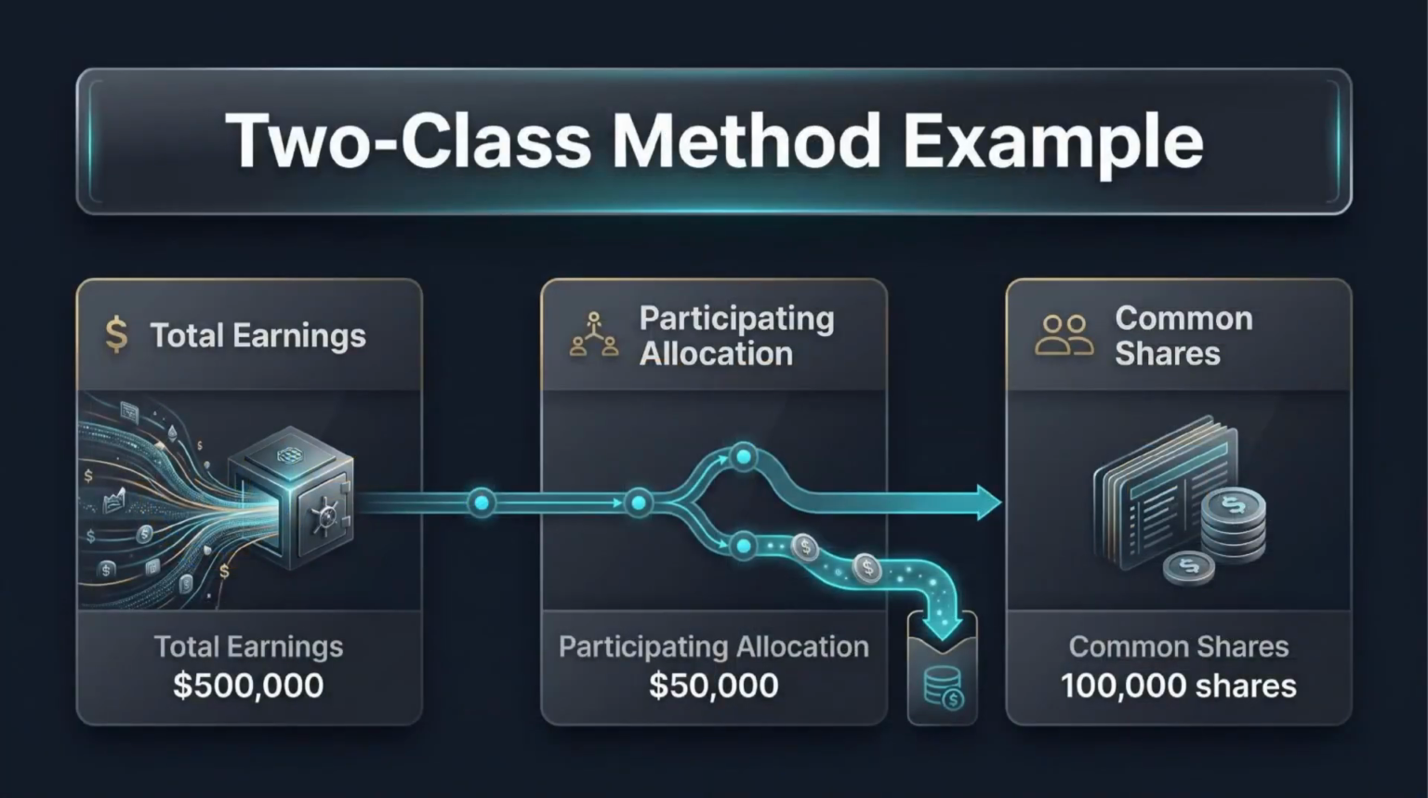Now look at the two-class example facts. Total earnings are $500,000. Participating securities receive an allocation of $50,000. Weighted average common shares are 100,000. The important point is that the full $500,000 does not belong to common shareholders. The participating securities have a claim, so that allocation must be removed before computing common EPS.